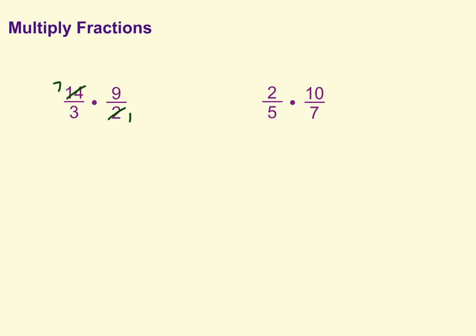Now if you check out your other diagonal, you have a 9 and a 3, and you can reduce a 9 and a 3. They both divide by 3. So down here 3 divided by 3 is 1. 9 divided by 3 is 3.